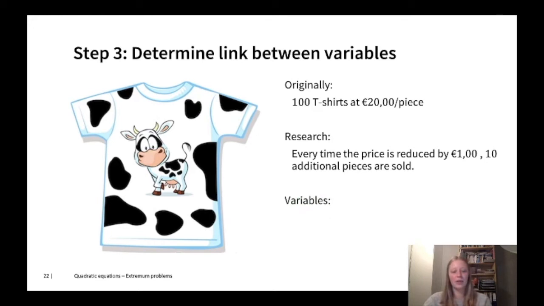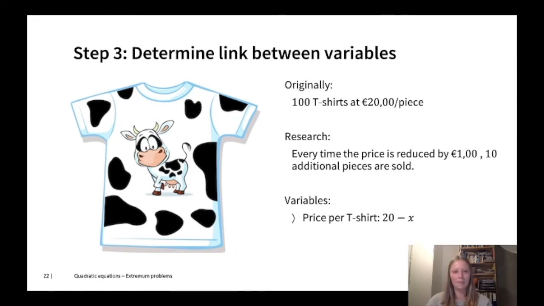Alright, so now let's change up our variables. So we need to look at the price per t-shirt. So the price originally is $20, but she reduces the price by €1, but we don't know how many times she should reduce the price. So we're going to represent this with X. So our variable, the price per t-shirt, becomes 20 minus X, and X being the number of times that she reduces the price.